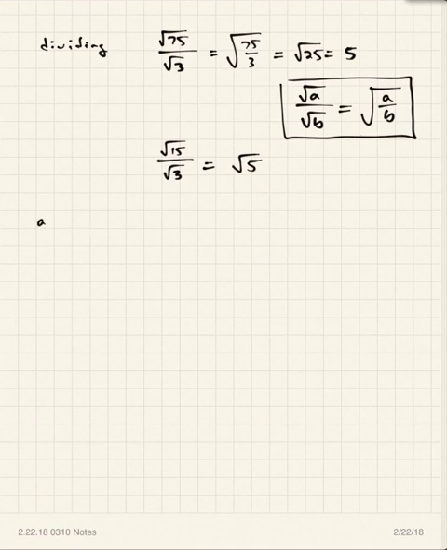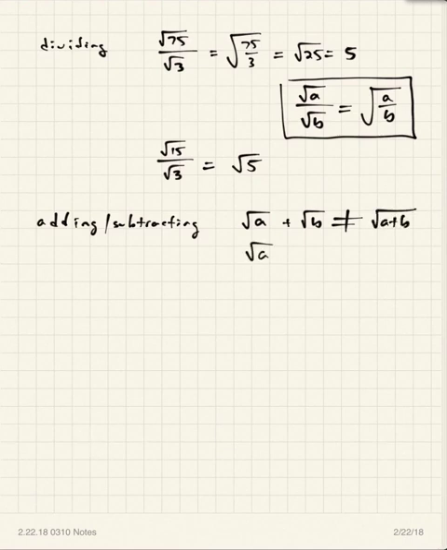And then finally we finished with adding and subtracting. And we saw that adding and subtracting was really different than multiplication and division. Right? The square root of a plus the square root of b was absolutely positively not equal to the square root of a plus b. And the same with subtraction. Right? You can't add or subtract 2 square roots.